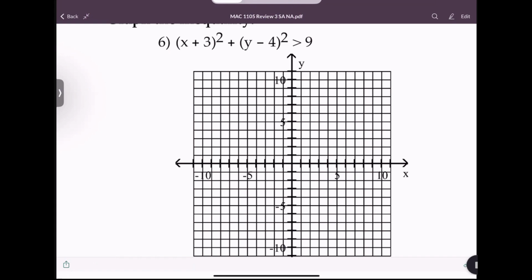What's 0 plus 3, squared? 9. What's 0 minus 4, squared? 16. So is 9 plus 16 greater than 9? Yes. So I would shade outside the circle. It is true. But 0, 0 is outside the circle or inside the circle? So in other words, when you went to 0, 0 and said, hey, am I on your team? They said yes. And you're outside the circle, so therefore I am with you.